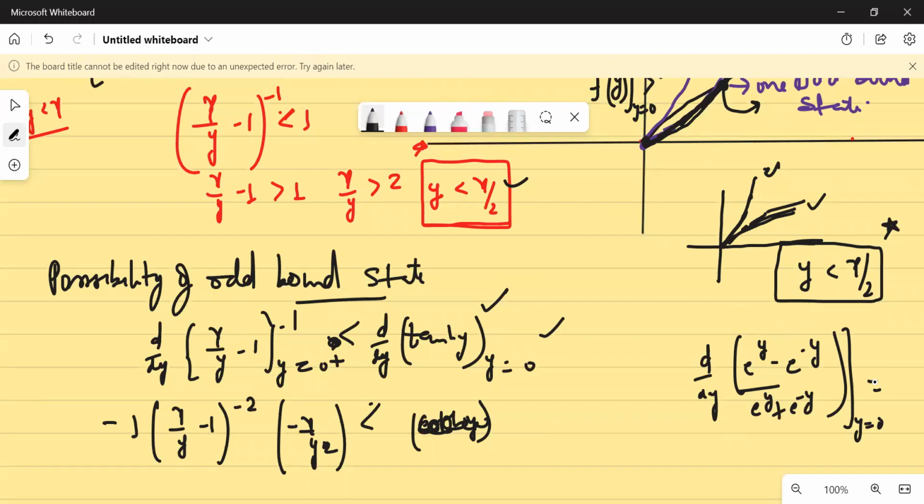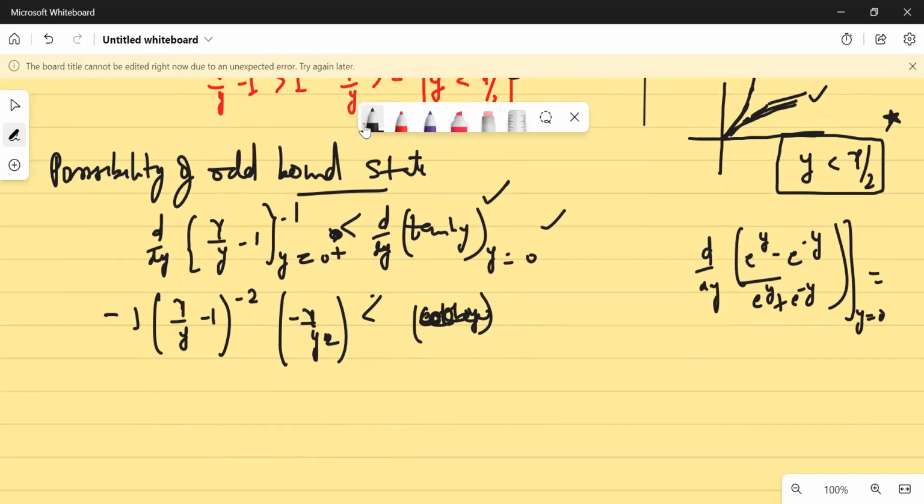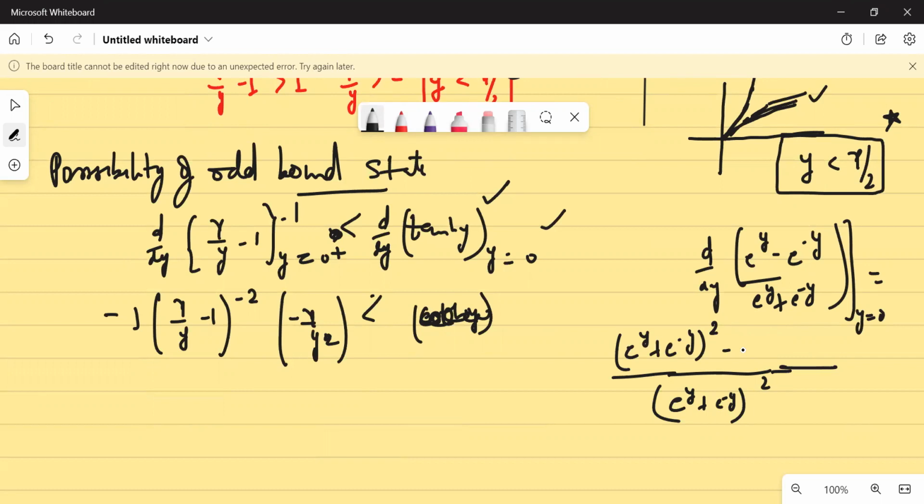So if I want to find the derivative of this, what will be the derivative? I think this will be (e^y + e^-y)^2 and this will be (e^y - e^-y)^2 minus, I think this is clear. This will be, I think, 4 upon. I think the derivative will be 1 at y equal to 0, because this is 2 squared, 4 by 4 is 1. So this will be less than 1.